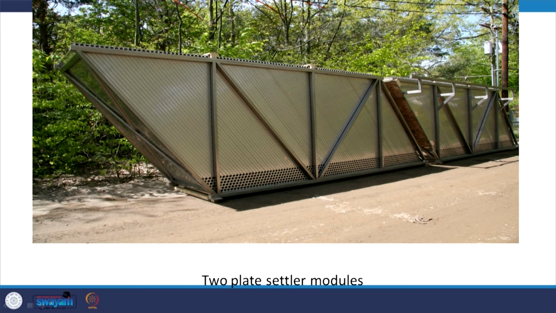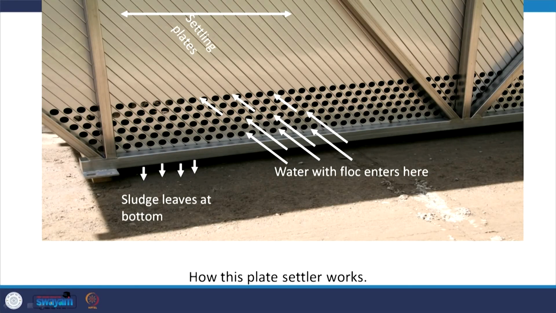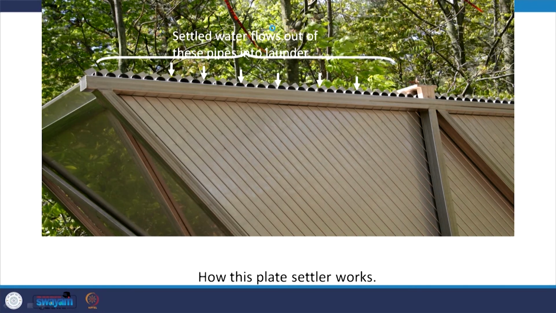So this is one particular picture here, two plate settler modules, 1 and 2. So let's just see how it works. So water with flock enters here, and you have these plates out here, and you have this flock settling down here and then coming down. So this is counter current, and then the sludge leaves at the bottom. So these are all the settling plates. I believe we looked at a picture earlier, and then the water comes out. The settled water, or the water clear of the suspended particles, will come out at this top, at this part, and I think okay.